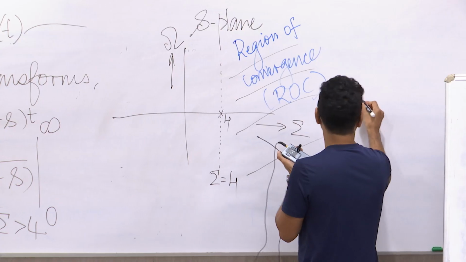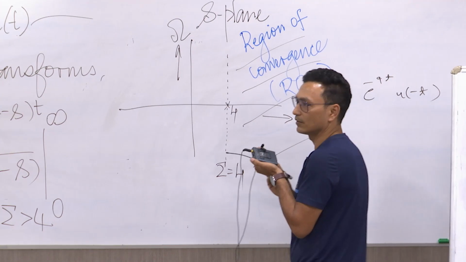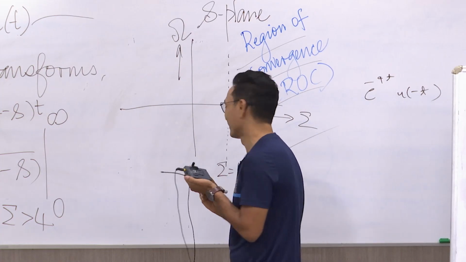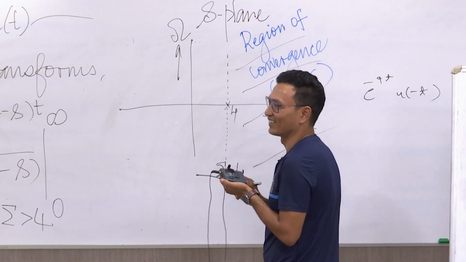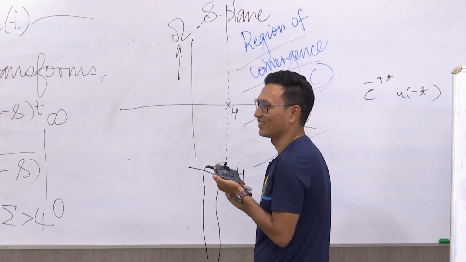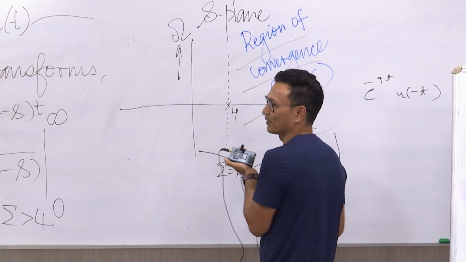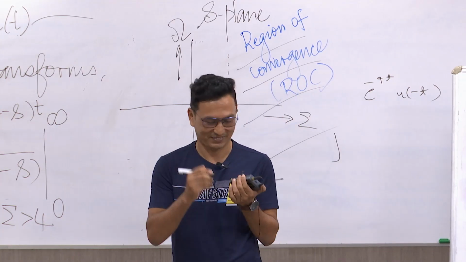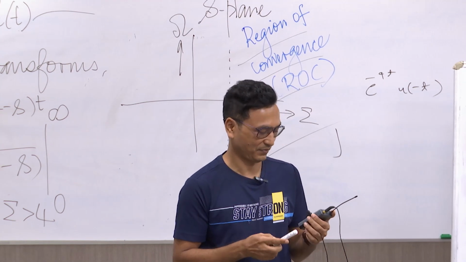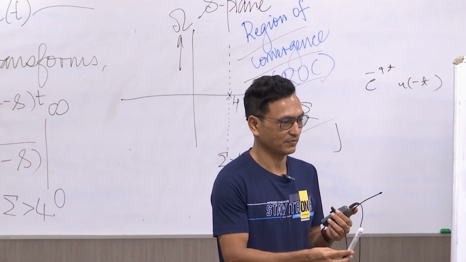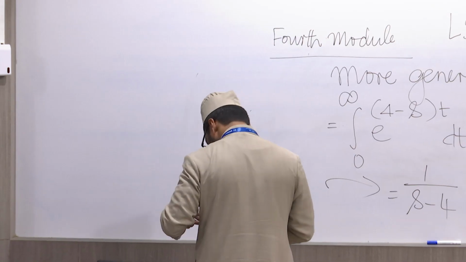So we can calculate the Laplace transform for this one also. Why don't you do that? Why don't you calculate the Laplace transform of e raised to the power minus 4t u of minus t? Then we have to take the limit. Let somebody else volunteer. That's fine. Shani will calculate the Laplace transform of e raised to the power minus 4t. Very good, that's a very correct way of thinking.